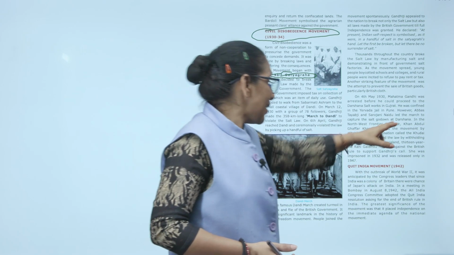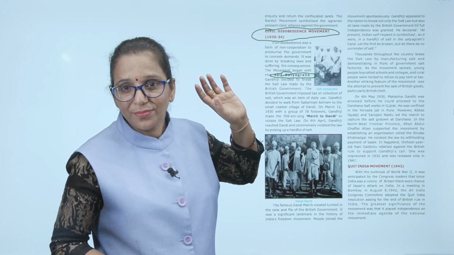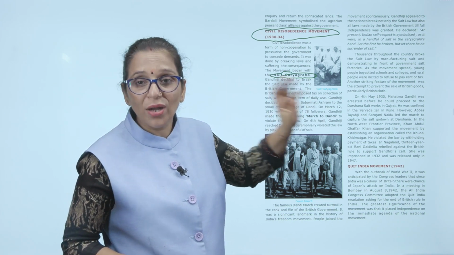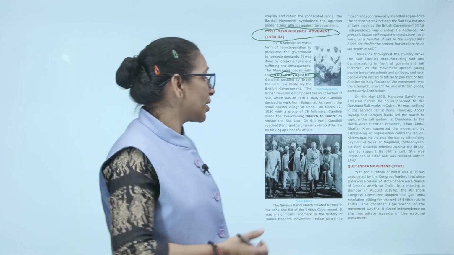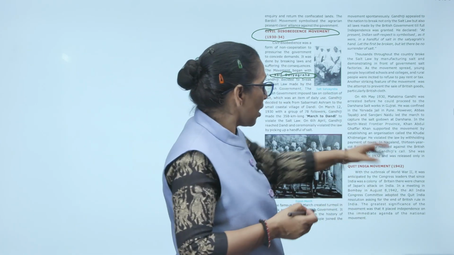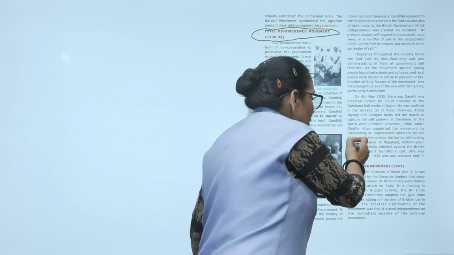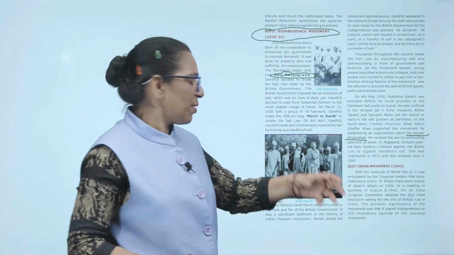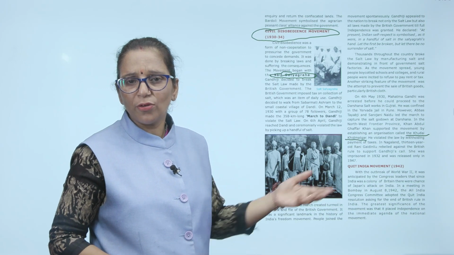What happened? In the northwest frontier, Khan Abdul Ghaffar Khan supported the movement by establishing an organization, and he named that organization the Khudai Khidmatgar. Here also he violated the law by withholding the payment of tax. He was not ready to pay the tax.